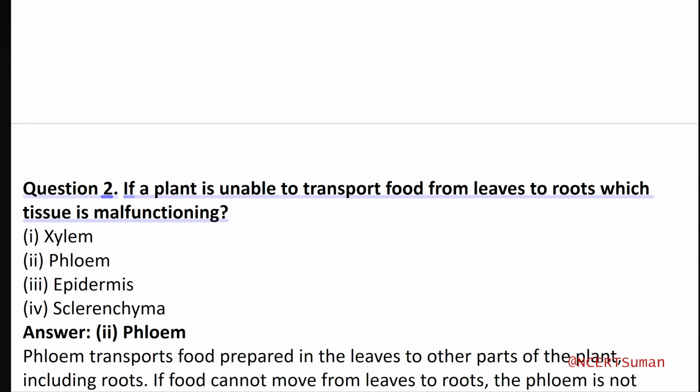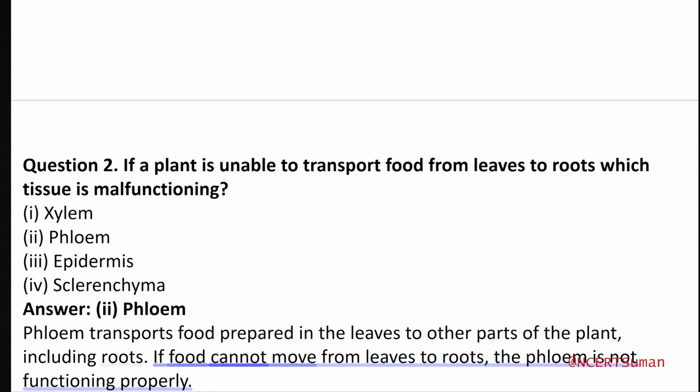Question 2. If a plant is unable to transport food from leaves to roots, which tissue is malfunctioning? 1. Xylem. 2. Phloem. 3. Epidermis. 4. Sclerenchyma. Answer: 2. Phloem. Phloem transports food prepared in the leaves to other parts of the plant, including roots. If food cannot move from leaves to roots, the phloem is not functioning properly.